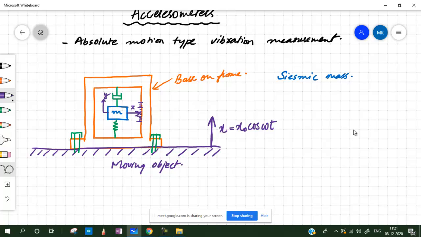Fine. So now the mass is suspended like this. We have a spring having some spring constant k, and a damper whose coefficient of damping is c. So it is also called a seismic instrument.